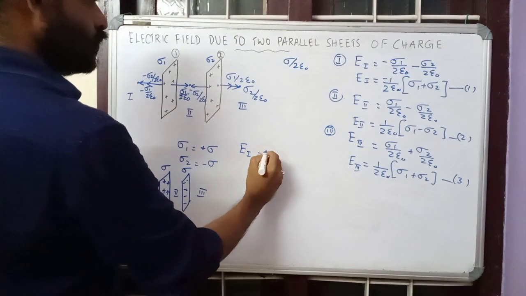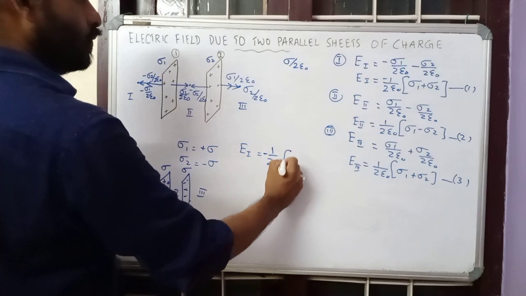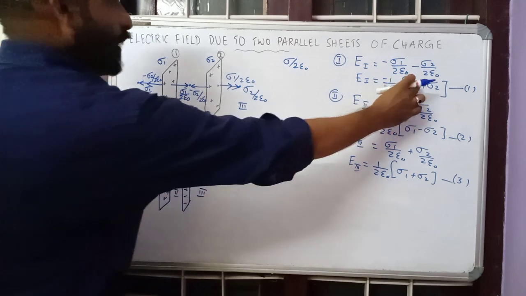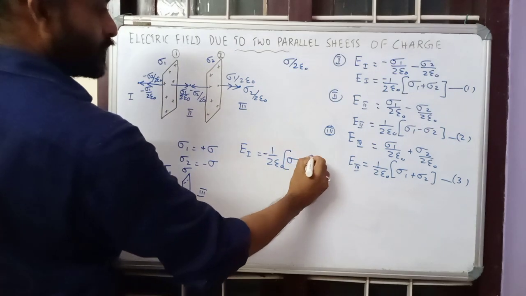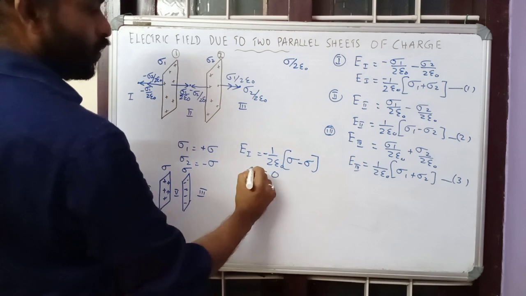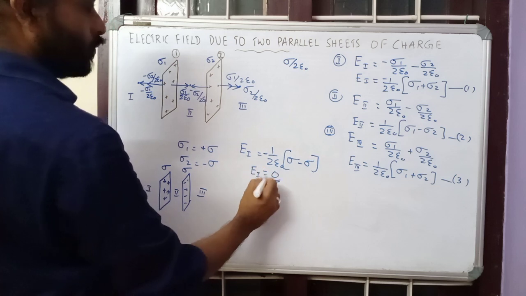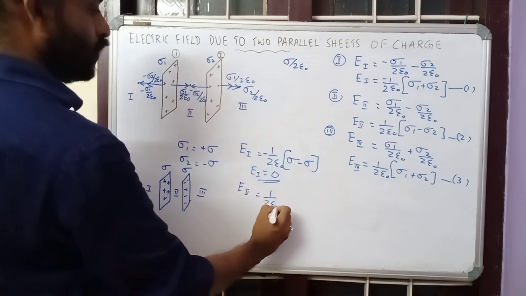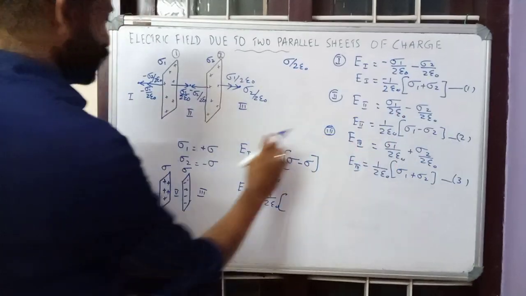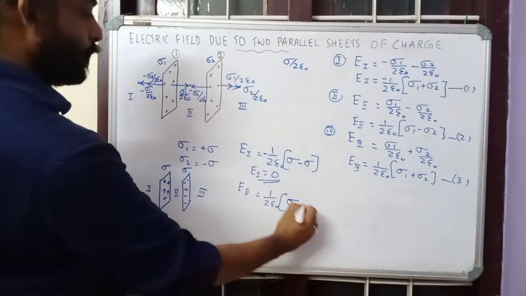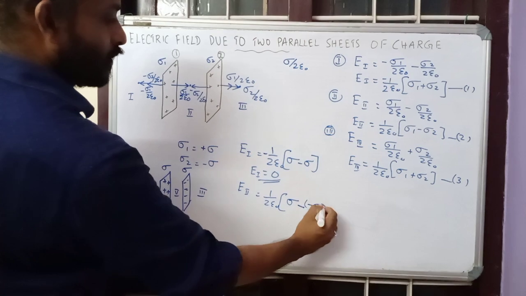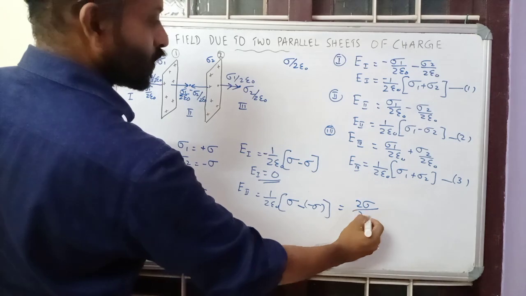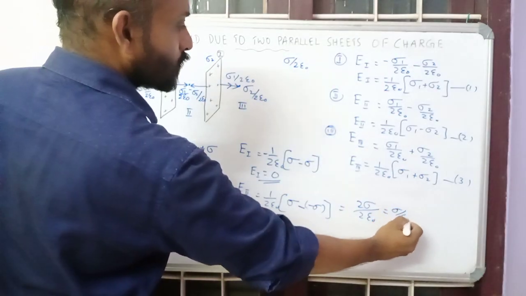So E1 is equal to minus 1 by 2 epsilon 0, sigma 1 plus sigma 2. Sigma 1 is plus sigma, sigma 2 is minus sigma. Sigma minus sigma is 0, so in region 1, electric field will be 0. In region 2, I have 1 by 2 epsilon 0 times sigma 1 minus sigma 2. Sigma 1 is plus sigma, minus minus sigma, gives 2 sigma. I get 2 sigma by 2 epsilon 0, and the value is sigma by epsilon 0.